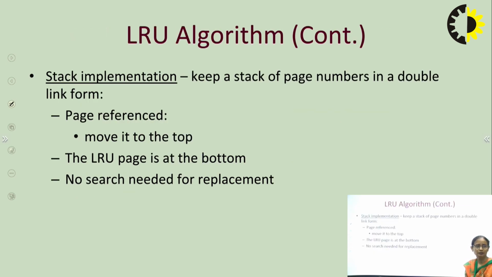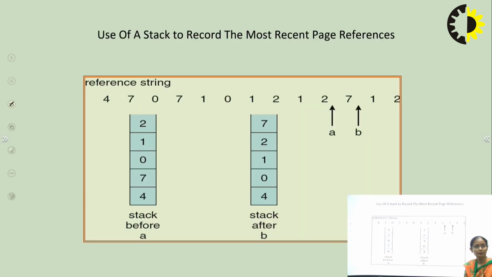Another important implementation is with the help of a stack. Keep a stack of page numbers in a doubly linked list form. Whenever a page is referenced, move it to the top. In this case, my victim page is always at the bottom of the stack. No search is needed in this case for the replacement.